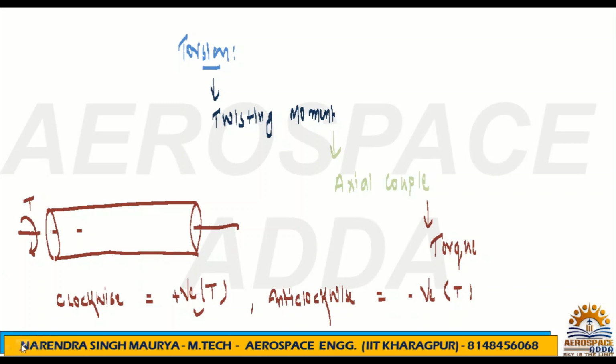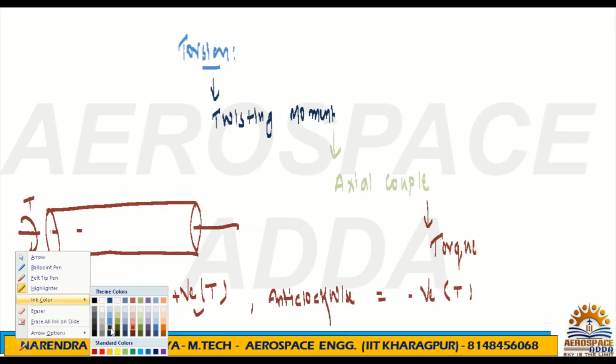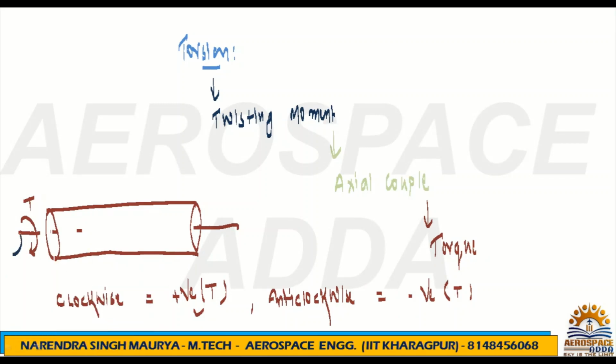Anti-clockwise means something like this. See, this is the anti-clockwise, so its torque will be negative. So this is positive clockwise, and this is negative. It's a very simple sign convention.